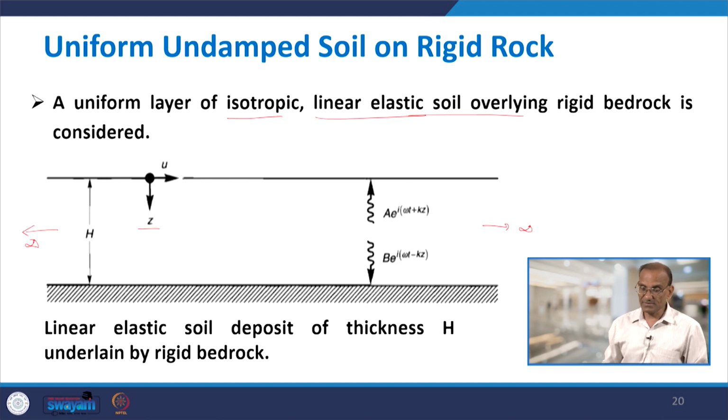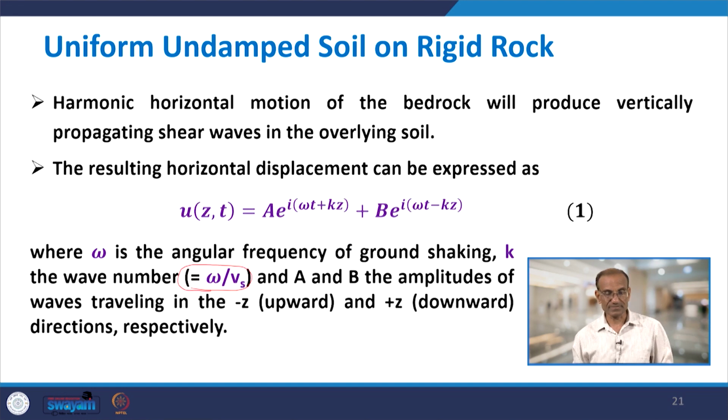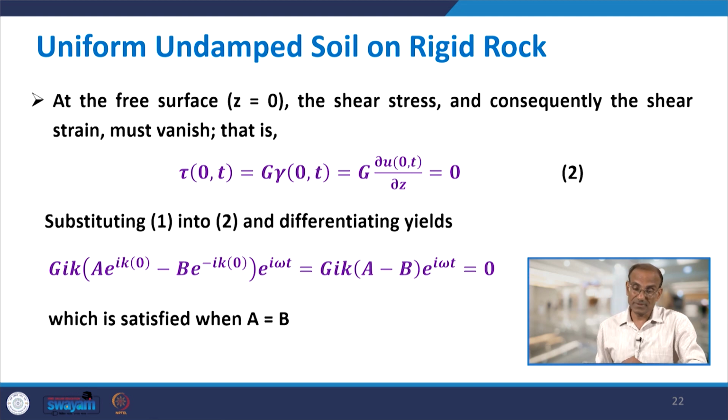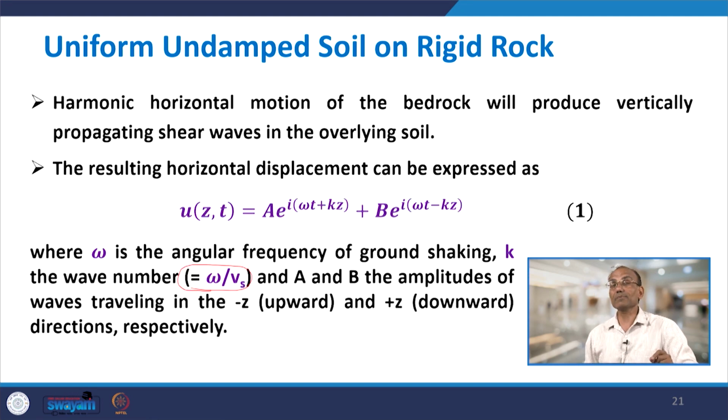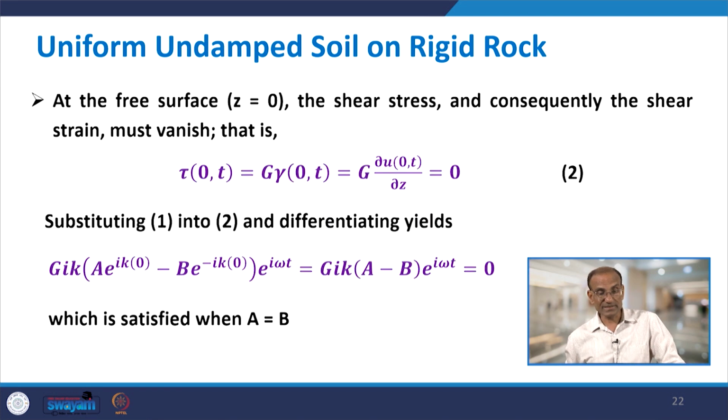Now, our objective is this: suppose a wave starts from the base, and when it reaches the free surface or ground surface, what is the change in amplitude? The ratio of these two amplitudes we need to find, which will be defined as a transfer function. But before that, we need to apply some boundary conditions, because there is only one equation, and with two unknowns A and B, using a single equation you cannot find two unknowns. You require some more information. So, what is the boundary condition here?